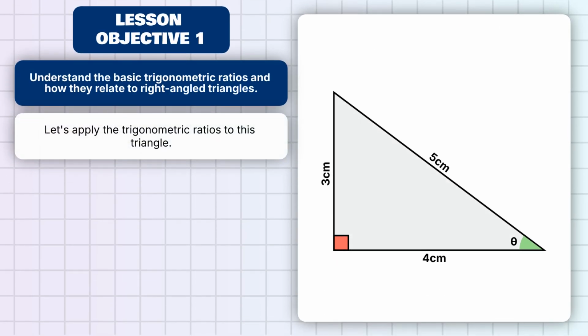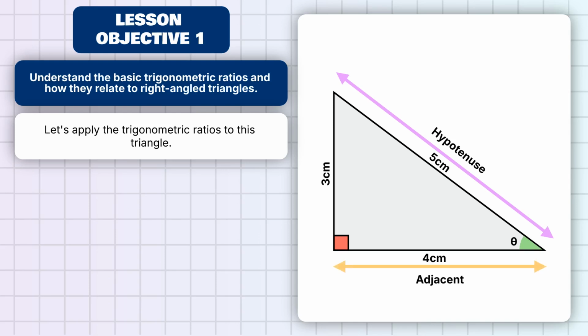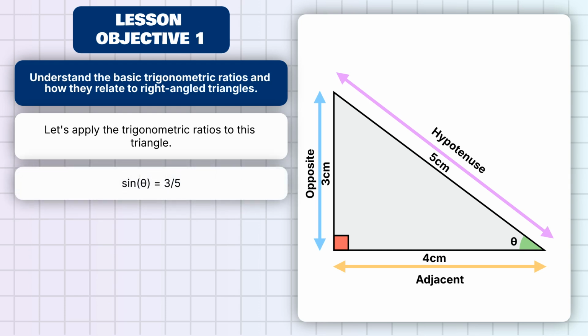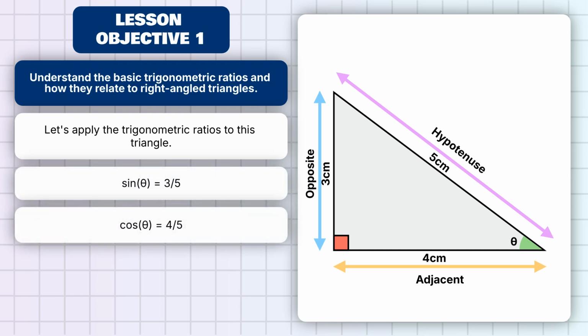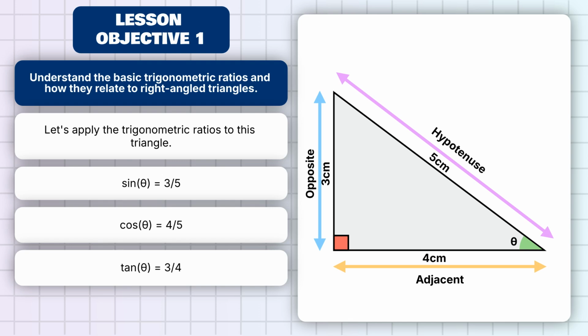Now let's look at how to put this into practice. Consider this right-angled triangle with angle theta. We first start by labeling the sides. The hypotenuse is the 5 centimeters side. The adjacent is the 4 centimeters side as it's next to the angle. And finally, the opposite is the 3 centimeters side. We can therefore write that sine theta equals 3 over 5, cos theta equals 4 over 5, and finally tan theta equals 3 over 4.